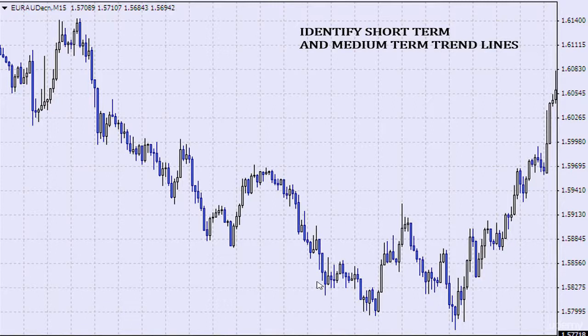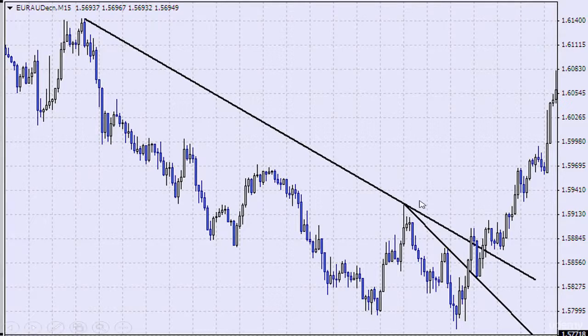Now pause the video again and try to identify the short term and the medium term trend line on this chart. Okay, so did you see this? Did you get this A, B, C inner trend line? And here we have the medium term trend line, this A connected to this C, because this is the lowest low. So this is the C that is connected to the lowest low. So remember, practice drawing your trend lines. Go to your MT4 platform and practice drawing trend lines.